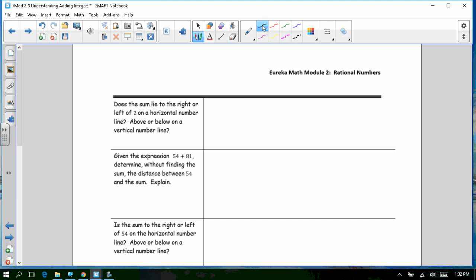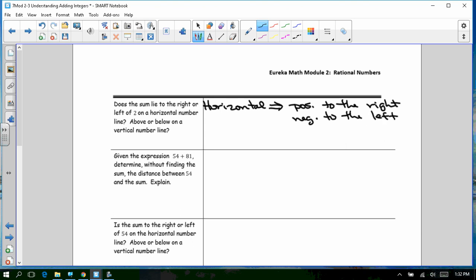Okay, on the number lines, if it's negative, it went left, and if it was positive, it went right. On the horizontal line, if it's positive, it's on the right. If it was a negative, then it was to the left.